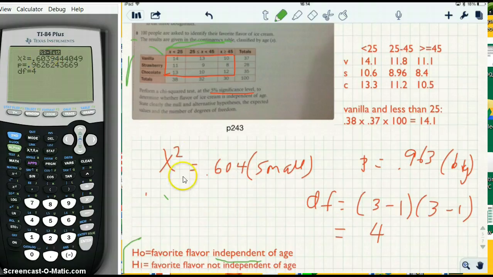0.604 would be the chi-squared value. I wrote it down here. 0.963 would be the p-value. I write it down there. The degrees of freedom, I've already calculated that. So now I have that data, and it also wrote in to matrix B the expected values. So I'm going to go look at that.